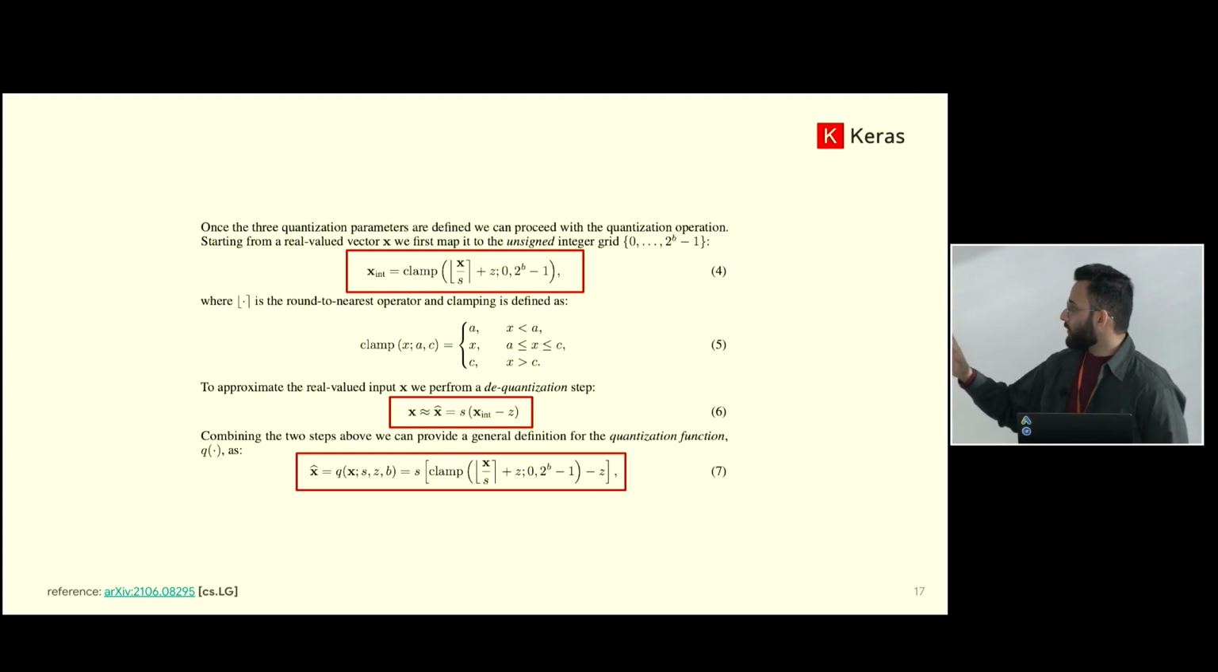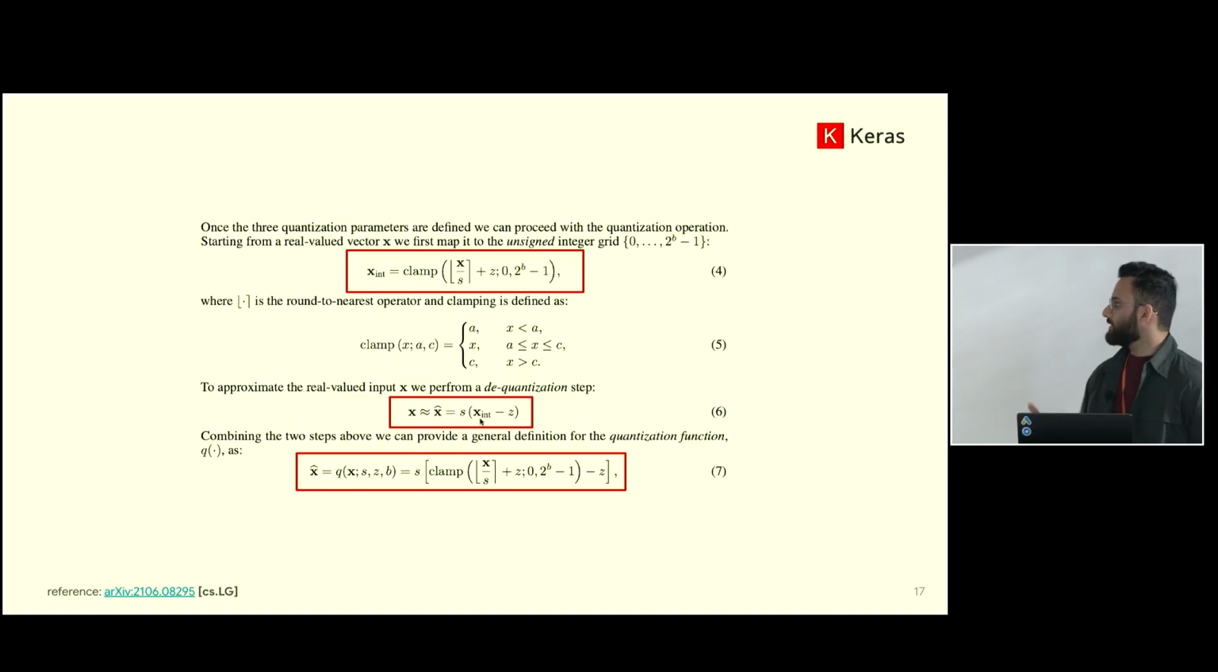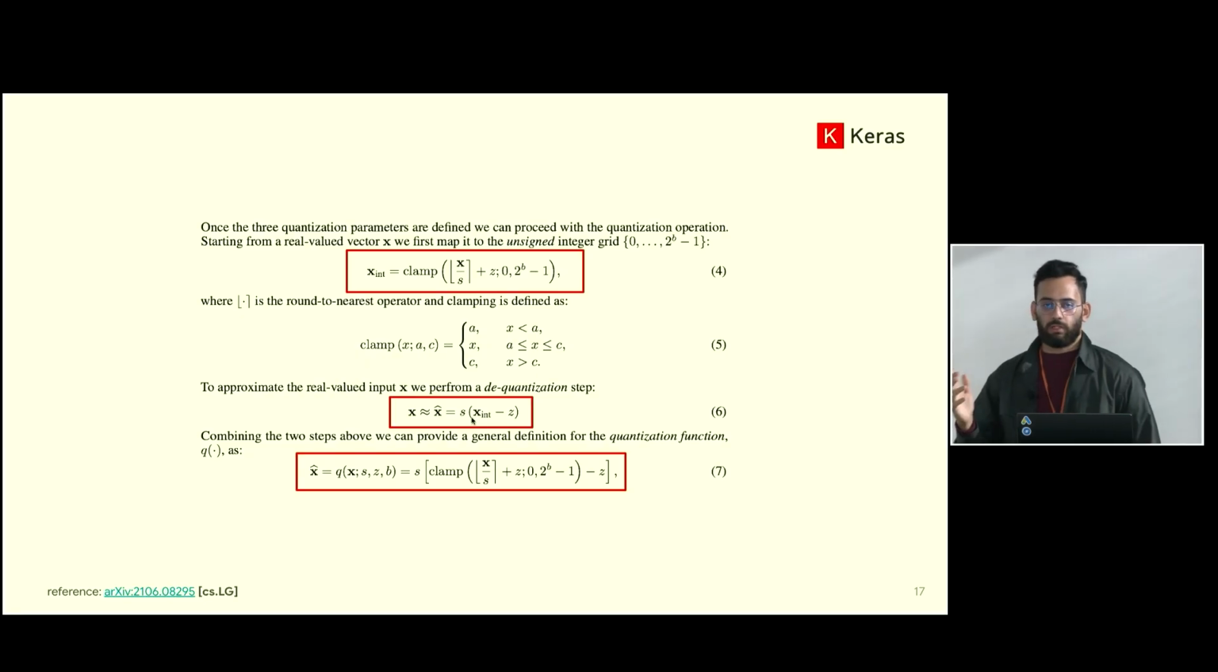And to go back from the integer representation to the floating point representation, you just do the opposite of what you did in the first equation. You simply subtract the zero point from the integer representation and multiply it with the scaling factor. And that's pretty much it. That's all you need to know to actually perform quantization.